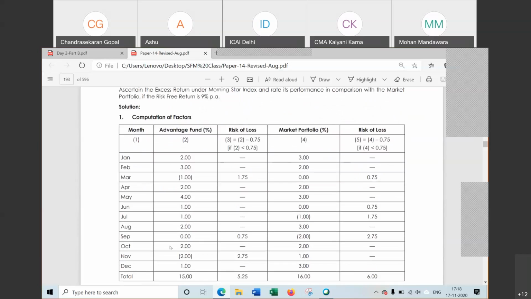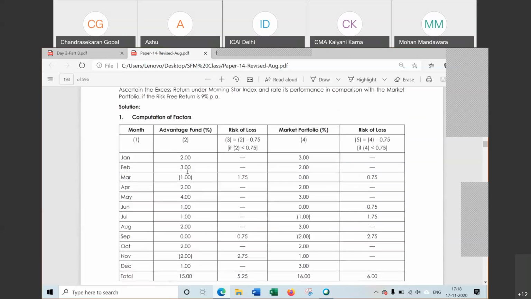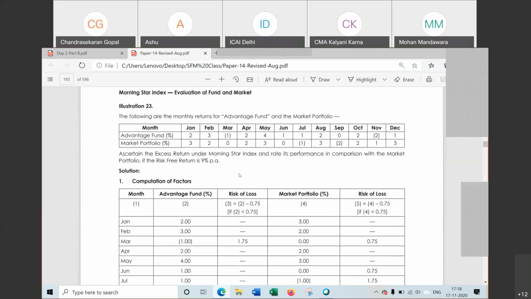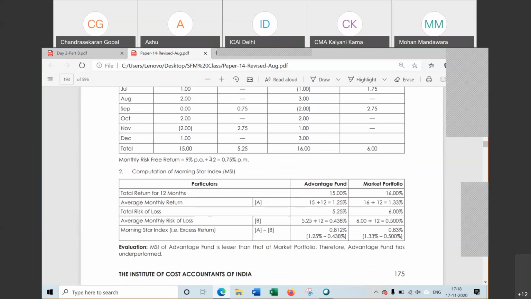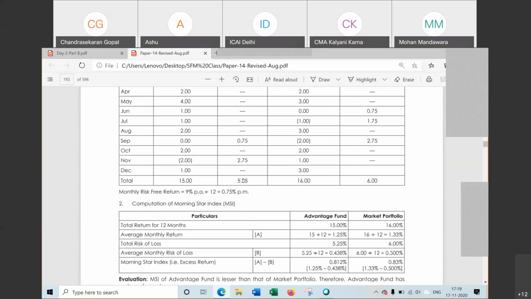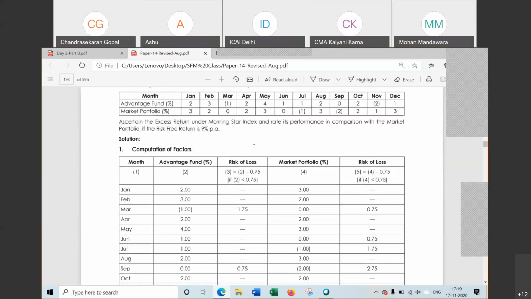From January to December, the average fund return is given monthly. The question says the risk-free annual return is 9%. So what will be the risk-free monthly return? 9% divided by 12. Monthly return will be 0.75. Here we have to find the risk of loss.